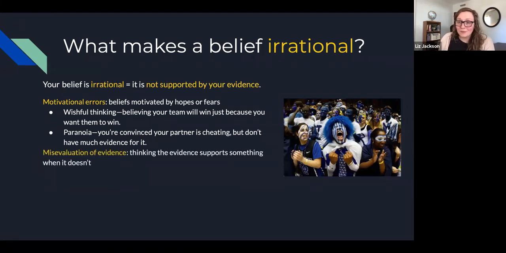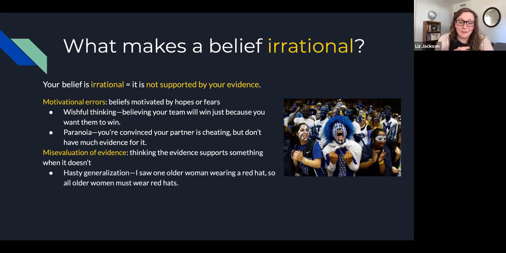Another case that could make a belief irrational is when you misevaluate your evidence. You think your evidence supports something, but it really doesn't. So you might see an older woman in a certain town wearing a red hat, and then generalize and say that all older women in this town must wear red hats. This is maybe a more innocent example, but some generalizations made on the basis of people's race or gender are also of this sort. This is a case where we see one or two instances of something, and then we assume it applies to all instances of that thing. Your evidence actually doesn't support that general principle, but you misevaluate it and you think your evidence does. So that would also be irrational.